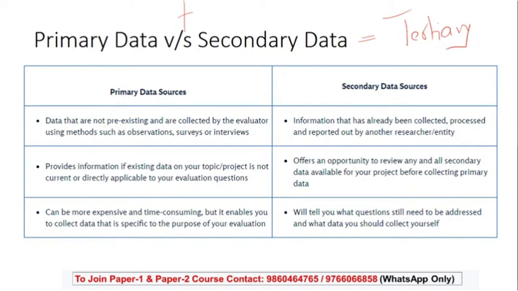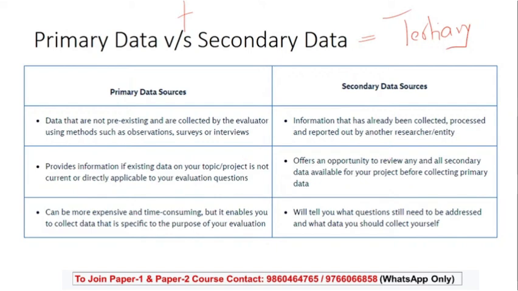Okay, so now primary data, which are not pre-existing and are collected using observation, surveys and interviews, are called as what? Primary data. Secondary data, which has already been collected, processed and reported, and we make use of it for our research with the help of reference, is called secondary data. It provides information if the existing data on your topic or project is not current or directly applicable to the questions being framed by the researcher.